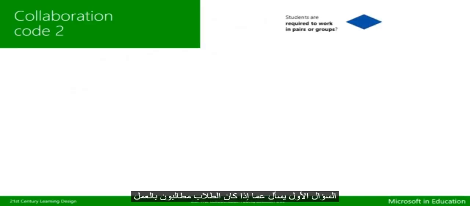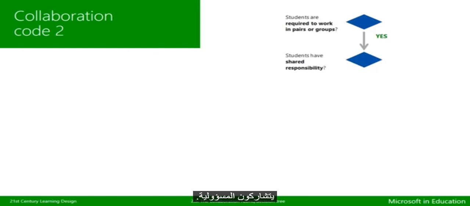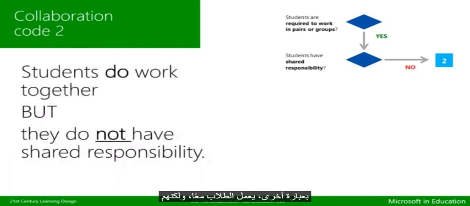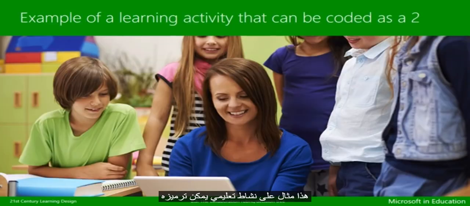As I said, the first question asks if students are required to work in pairs or groups. If the answer to this question is yes, students are required to work together in pairs or groups, then I must ask if the students have shared responsibility. If the answer is no, the learning activity is coded at a 2. In other words, students do work together, but they do not have shared responsibility. This is an example of classroom activity that can be coded as a 2.